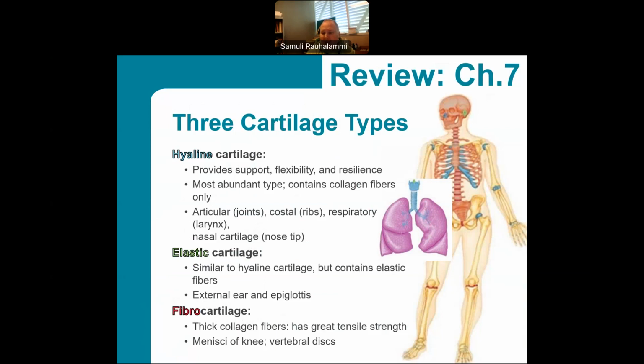Finally, in terms of the fibrocartilage, these are made of very thick collagen fibers. We'll find those, for example, at the menisci of the knee, as intervertebral discs, and also at the pubic symphysis, where the hip bones are coming together.